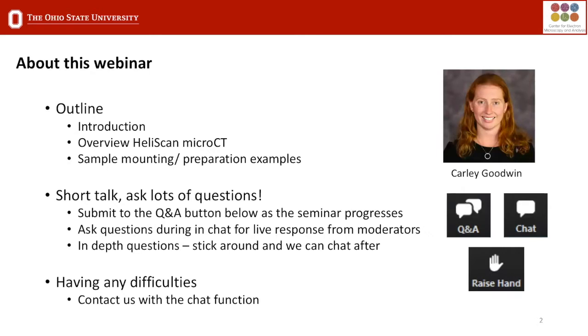If you have attended any of our previous Beyond the Scope webinars, you know we usually start with a couple of introductory slides about the instrumentation and resources available at CMAS, and also some info about the presenter's background. This will be followed by an overview of the HeliScan microCT, and then some advice and examples of how to prepare your sample. I just want to point out there are many ways to mount samples, and every sample is different, so we're only going to go through a few. I'll aim to keep this talk short, so there'll be lots of time at the end for questions.